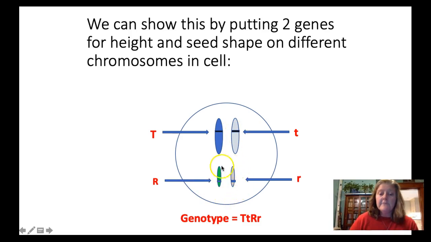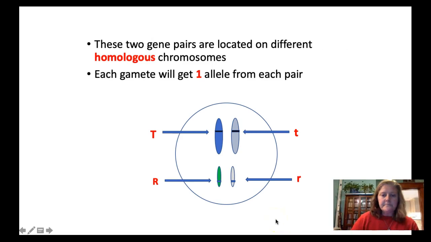And then on a different pair of homologous chromosomes, we'd have the gene for the seed texture, so round versus wrinkled. So I would illustrate a cell from this particular plant that was heterozygous for both of these traits, for being tall and for being round. So tall, big T, little t, and round, big R, little r. So these 2 gene pairs are located on different homologous chromosomes.